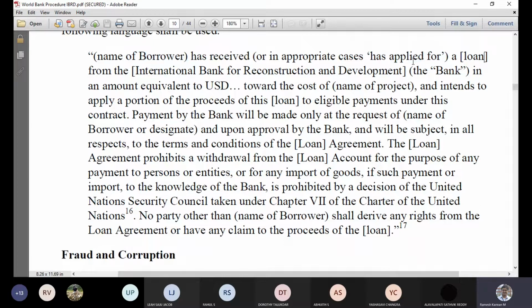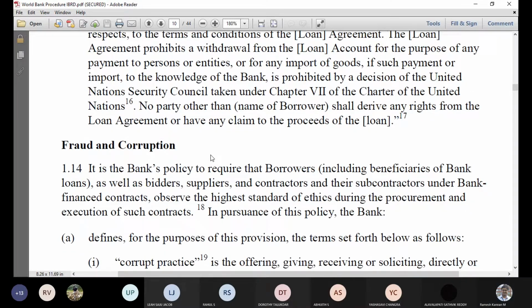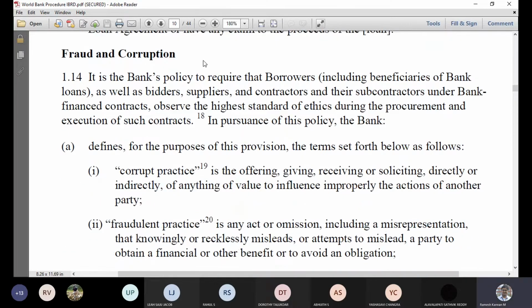This is all legal documents that we talk about: the reference bank, the borrower who applied for the loan, and the IBRD, and you can see the amount equivalent to USD and the names and something like that. And here is very important. Kindly pay attention here. It talks about the fraudulent and corrupt practices.